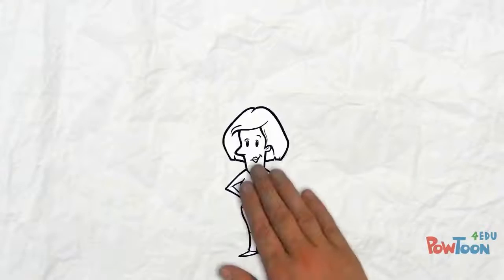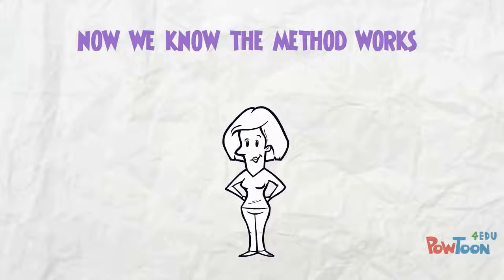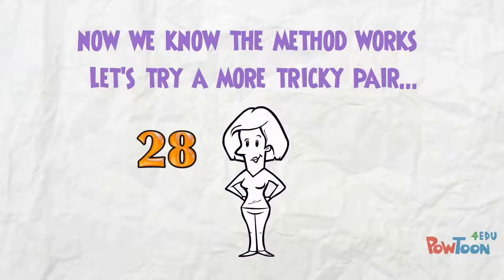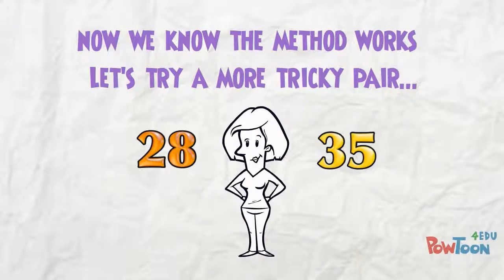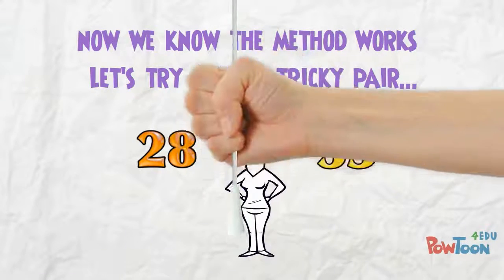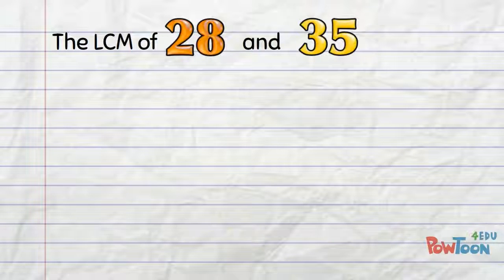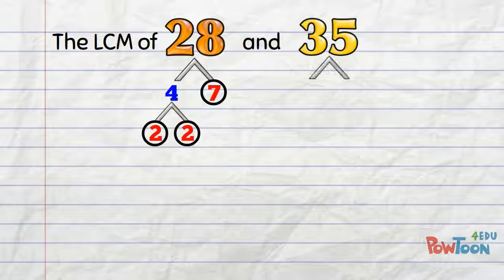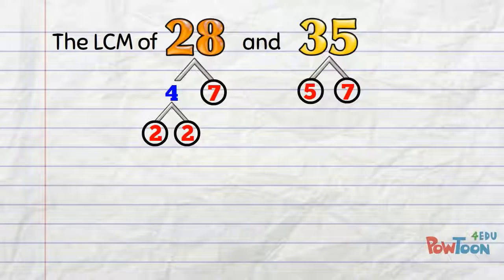And we know this is right because we already found the LCM using the multiple listing method. Now we know the method works, let's try a slightly more tricky pair, 28 and 35. First, find the prime factors of each number. 28 is from 4 times 7. 4 is from 2 times 2. Circle the primes. 35 is from 5 times 7, both prime.